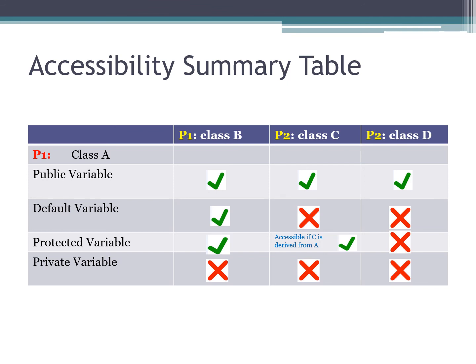And lastly, private variables are not accessible in any of the other classes. They are accessible only in the class in which they are declared. So the most visible variable is the public variable and the most restricted variable is the private variable.